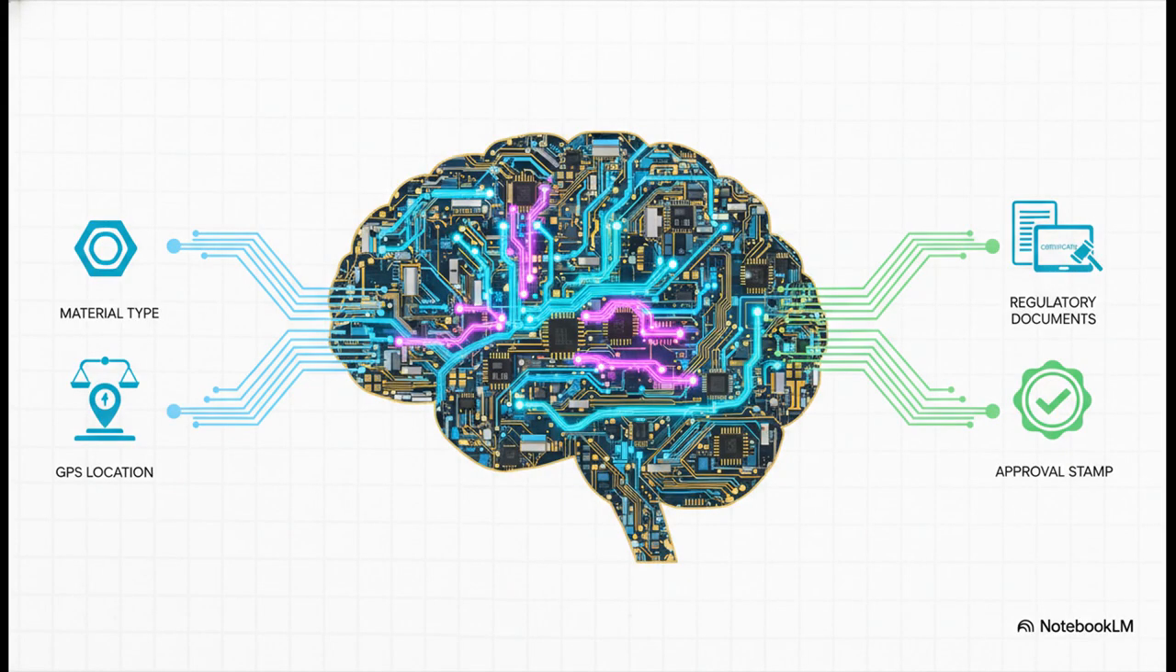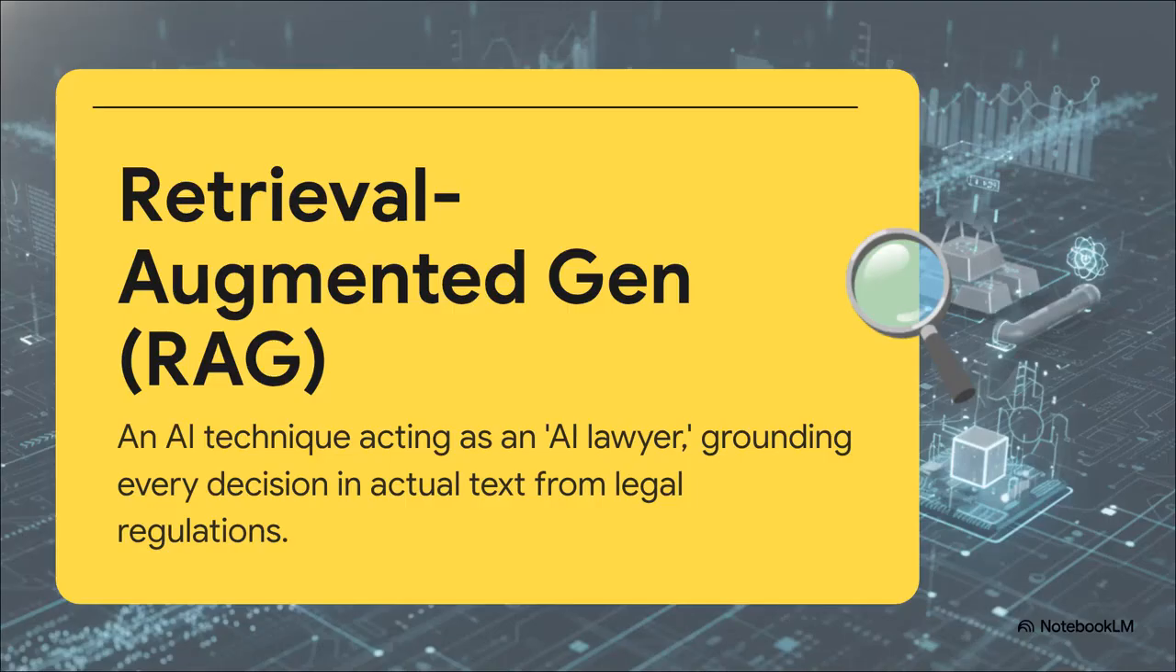Now, Layer 3 is where it gets really smart. This is the compliance engine. It's the automated brain of the whole operation, handling all the painfully complex stuff like chain of custody tracking and regulatory paperwork. It does this using a powerful AI technique called Retrieval Augmented Generation, or RAG for short. The best way to think of it is as an AI lawyer. It grounds every single decision it makes in hard facts, pulling from actual source documents like government regulations, so every action is backed by a citation.